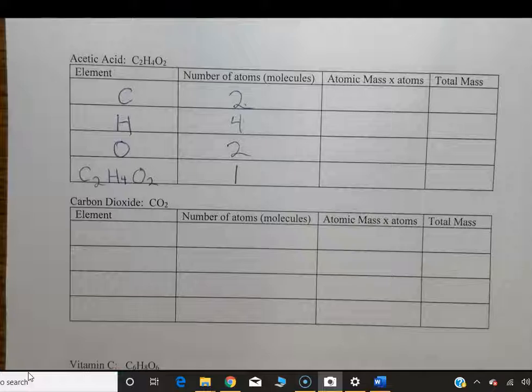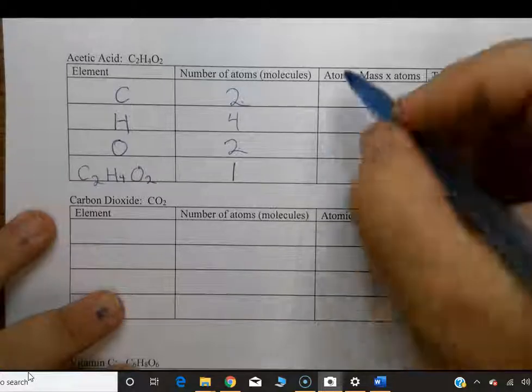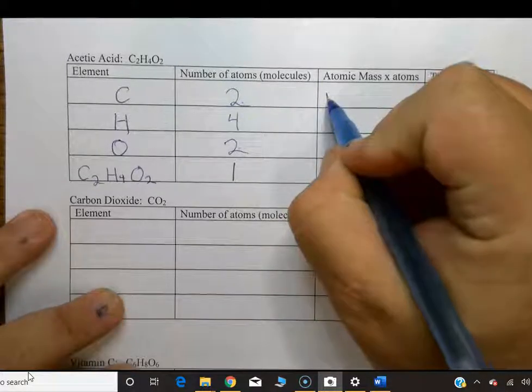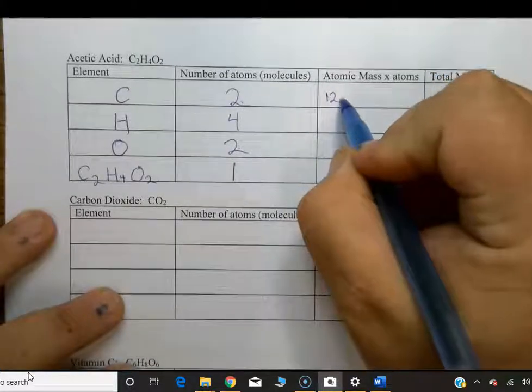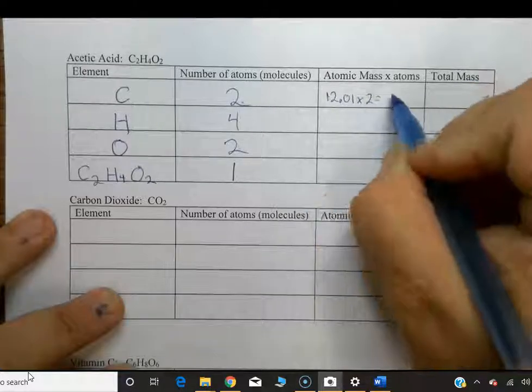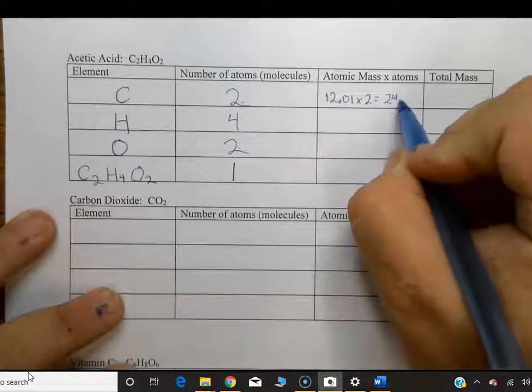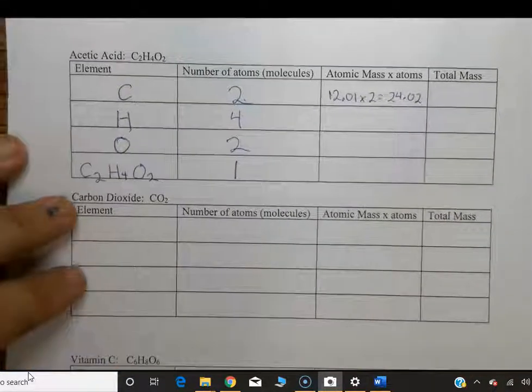All right. Now, the atomic mass, and I'm not going to be rounding here. I'm going to be going from the periodic table that you were given in class. So the atomic mass, for carbon, I apologize, for carbon is 12.01, straight from the periodic table, times 2. You multiply that, you get 24.02. So that's the mass of the carbons that are in acetic acid.